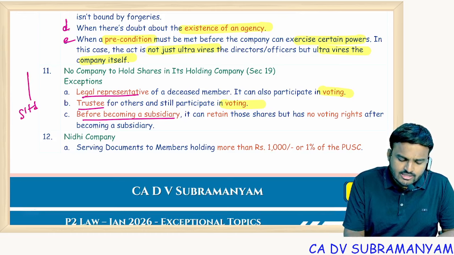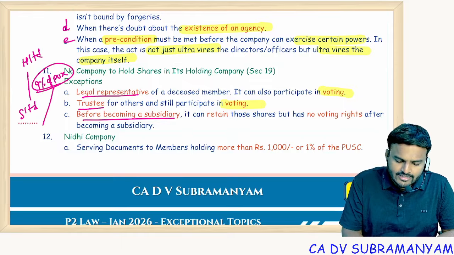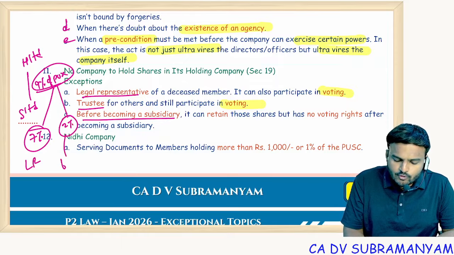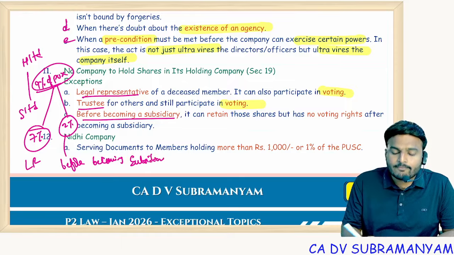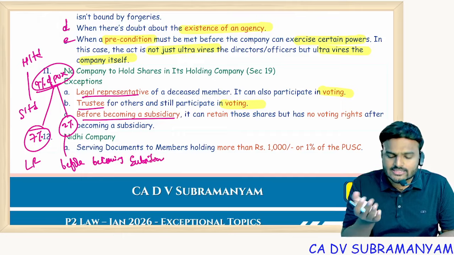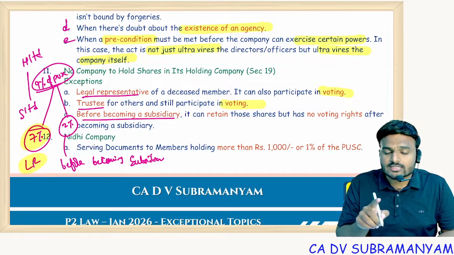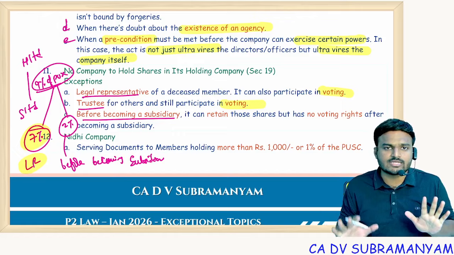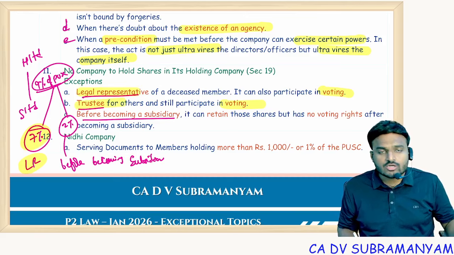Yes Limited is holding shares in holding company. In total some 9% of the paid up share capital Yes Limited is holding in H Limited. Out of 9%, 7% as a legal representative, 2% from before becoming subsidiary. Now the point is, voting rights is allowed to what extent? Sir, voting rights is allowed to the extent of 7%, that is as a legal representative. That's it. As a legal representative, as a trustee, voting rights allowed. In the remaining cases, voting rights are not allowed.